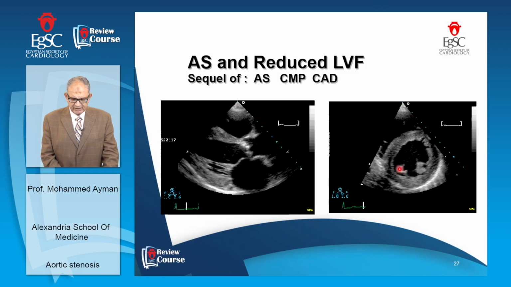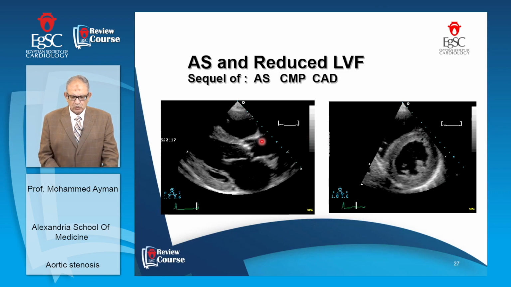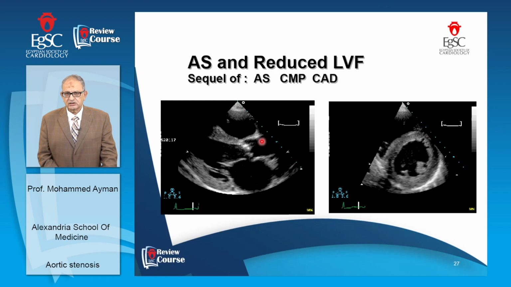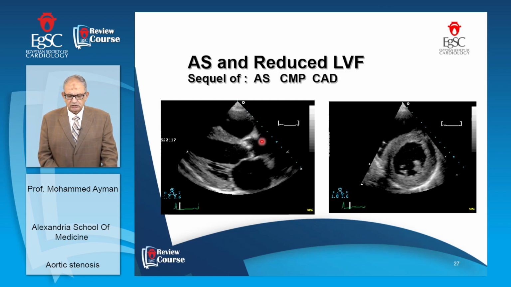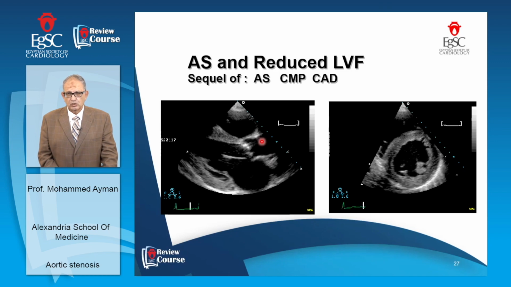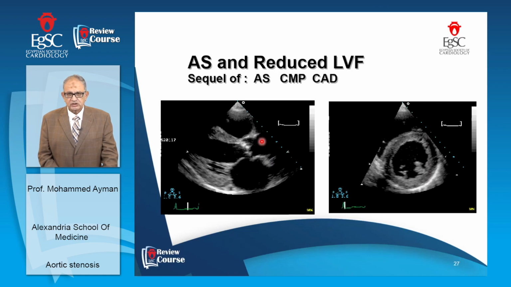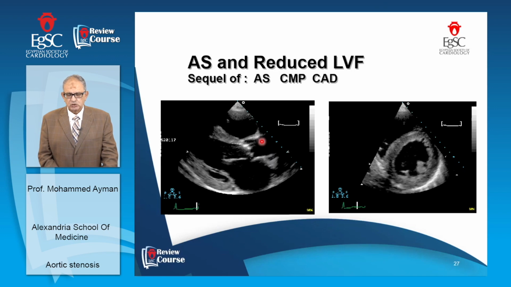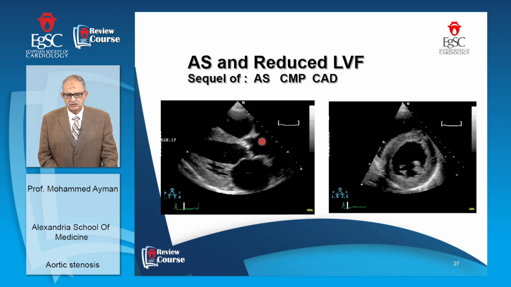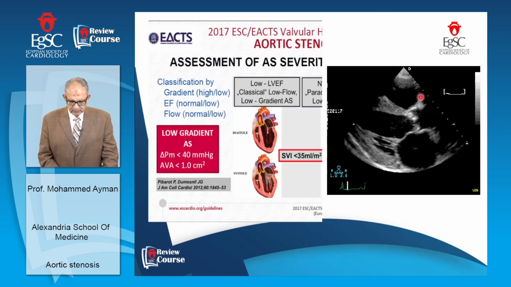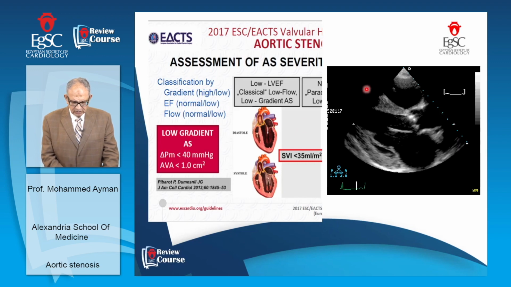So this is a case of aortic valve stenosis with a reduced left ventricular function, I mean a reduced left ventricular ejection fraction. This could happen secondary to the aortic stenosis itself, or the aortic stenosis could be mild, but this low ejection fraction could be secondary to associated cardiomyopathic changes or due to the presence of a concomitant coronary artery disease. This situation is known as a low flow aortic stenosis secondary to a low ejection fraction.